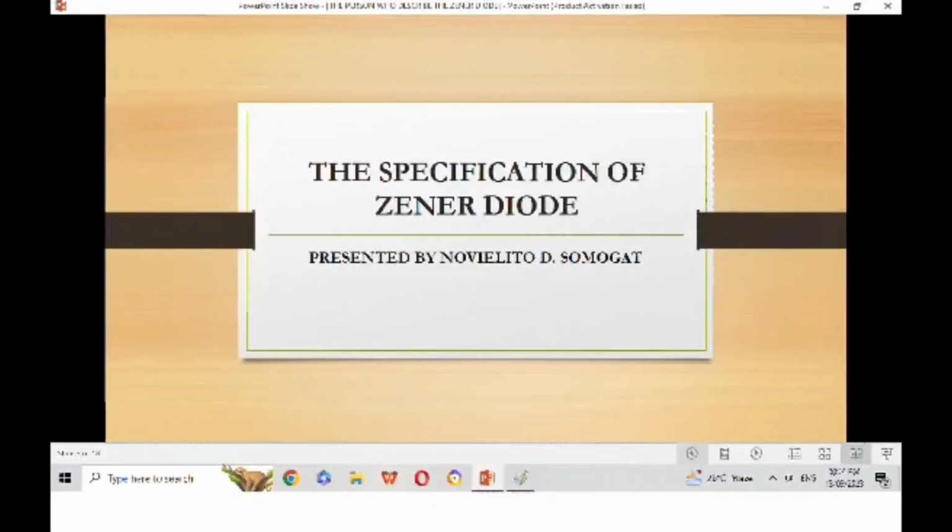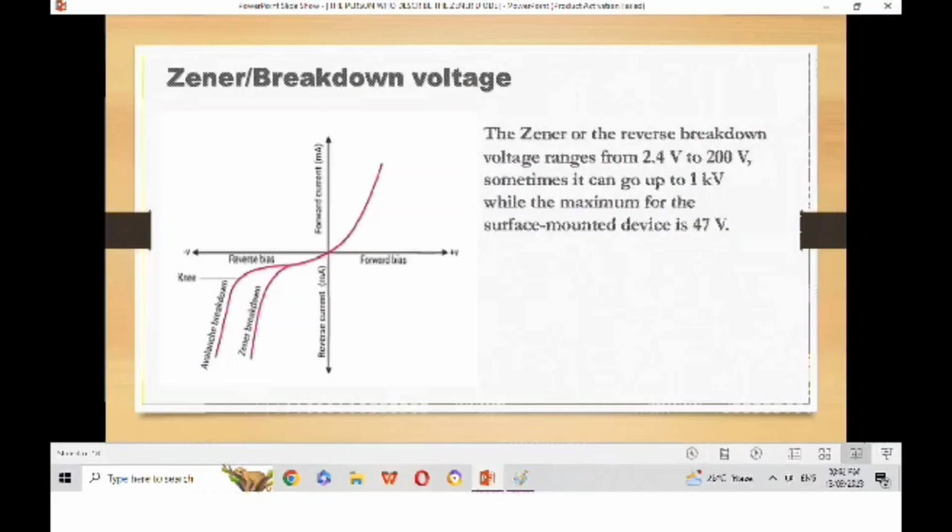The specifications of the Zener diode. First is the Zener breakdown voltage. The Zener breakdown voltage is the reverse breakdown voltage, which ranges from 2.4 volts to 200 volts. Sometimes it can go up to 1 kilovolt, while the maximum for surface mounted devices is 47 volts.